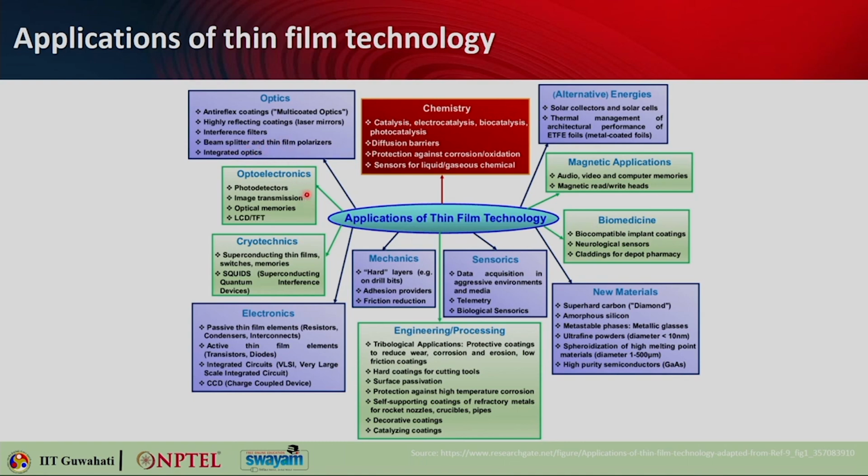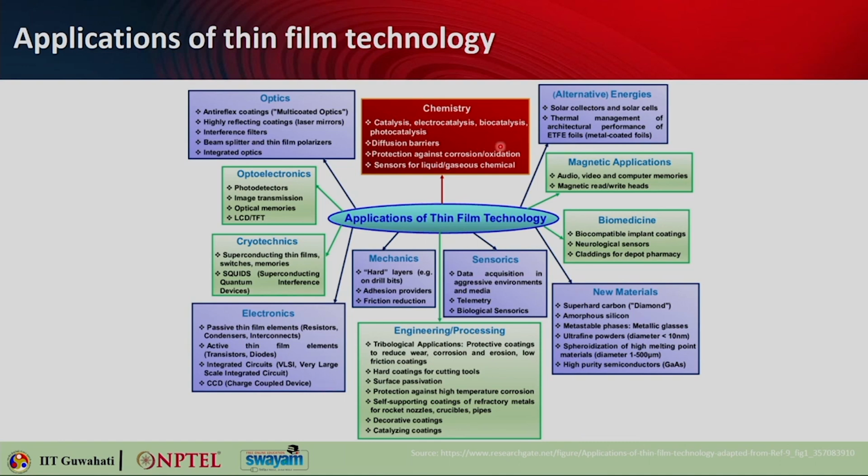If you think of optoelectronics, you can use them for photodetectors, image transmission, optical memories, LCD, TFTs and all this. If you think of electronics, they can be passive thin film elements like resistors, condensers and interconnects. You can think of active thin film elements like transistors and diodes, and integrated circuits like VLSI circuits, they also use a lot of thin films. Then CCD, charge coupled device.